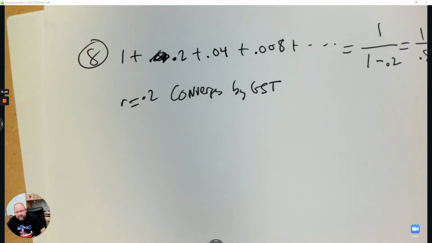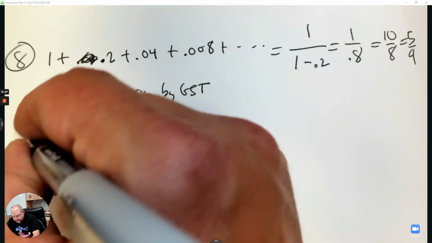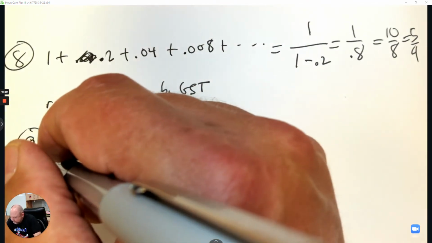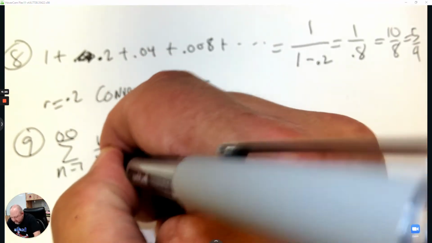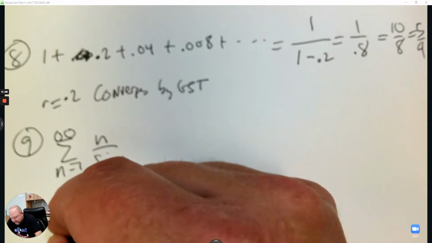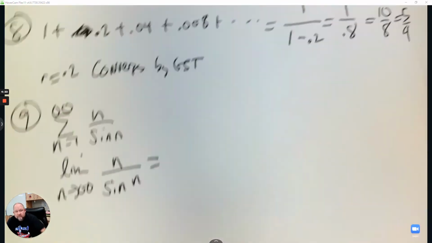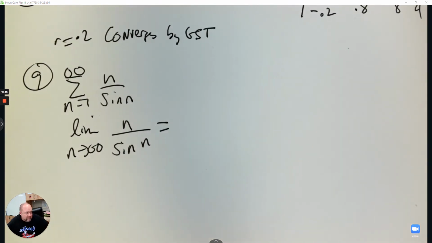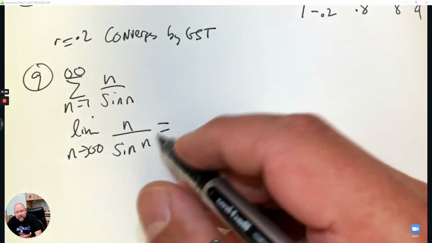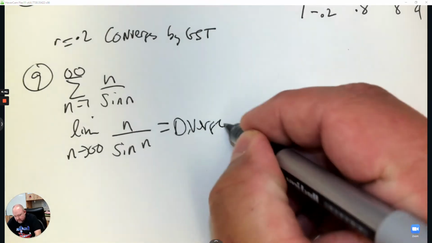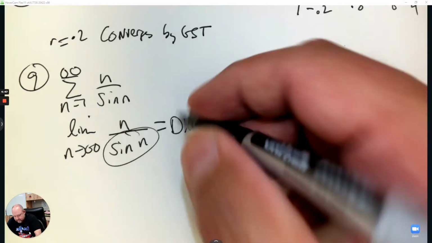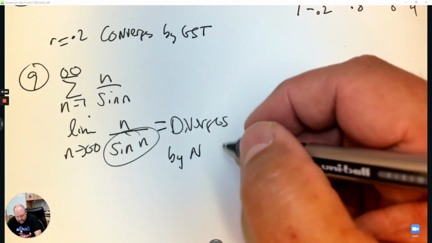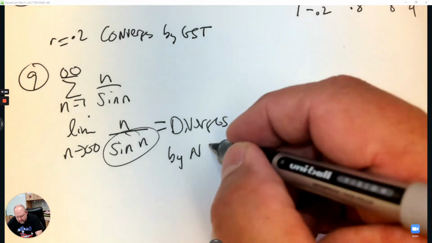Number 9. So the infinite sum, n over sine n. So what we do is write it as a limit as n approaches infinity. See, does this limit equal 0? And so the problem is the denominator. So this diverges because the denominator oscillates up and down, up and down. It doesn't converge to a number. And this is the nth term test, that's right.